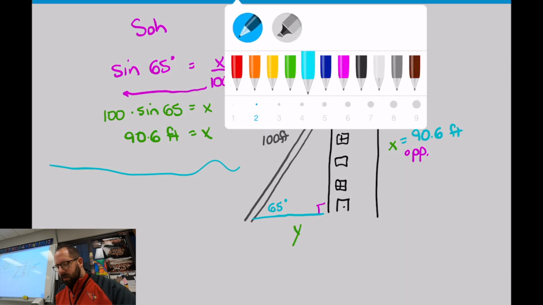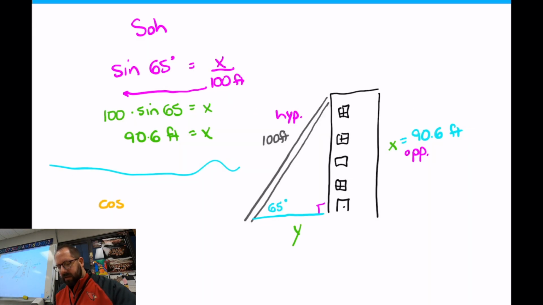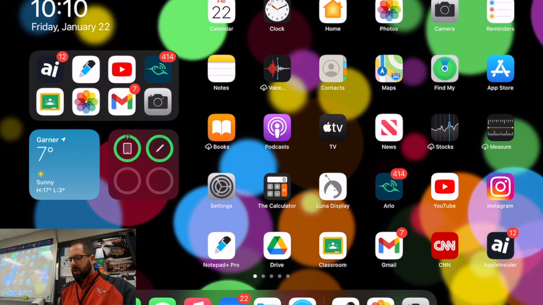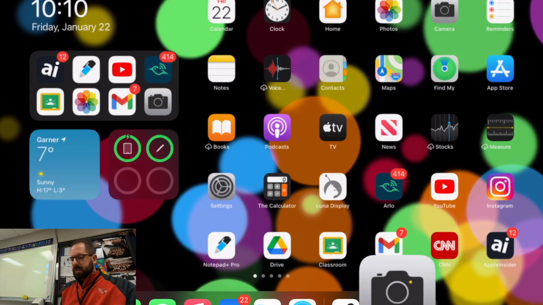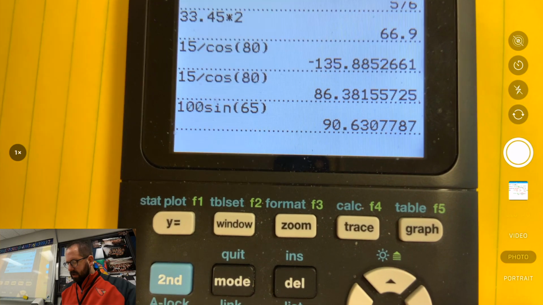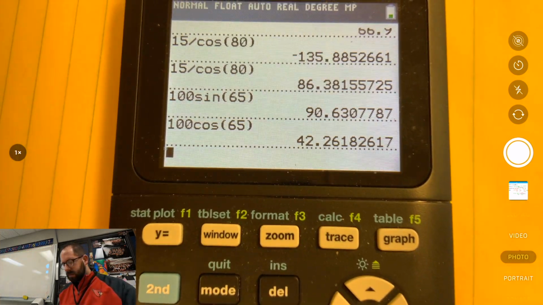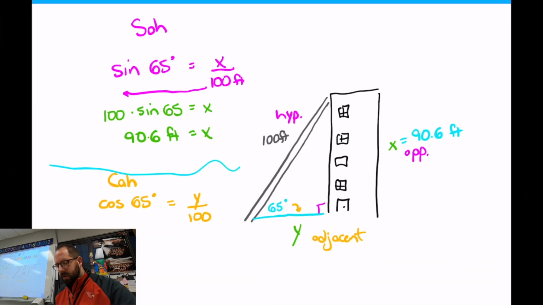So if we do cosine of 65, if you don't remember what cosine stands for, it stands for adjacent over hypotenuse. So cosine of 65 is the adjacent over the hypotenuse. This is the adjacent side. Then you multiply my number across. Again, on my calculator screen, I'm predicting that this number will be smaller. So 100 times the cosine of 65, because that's using the adjacent wall. So this ends up being y equals 42.26 feet from the building.